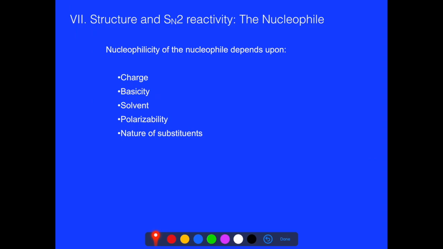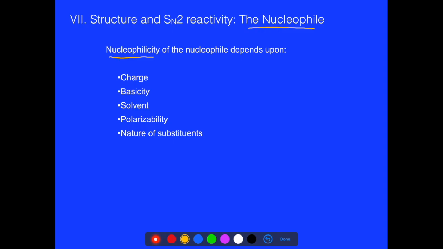We talked about the leaving group and its importance. In this particular section, we're going to talk about the nucleophile and how important it is in determining the rate of this reaction. The ability of a substance, say OH minus or Cl minus or iodine, to act as a nucleophile is referred to as its nucleophilicity.